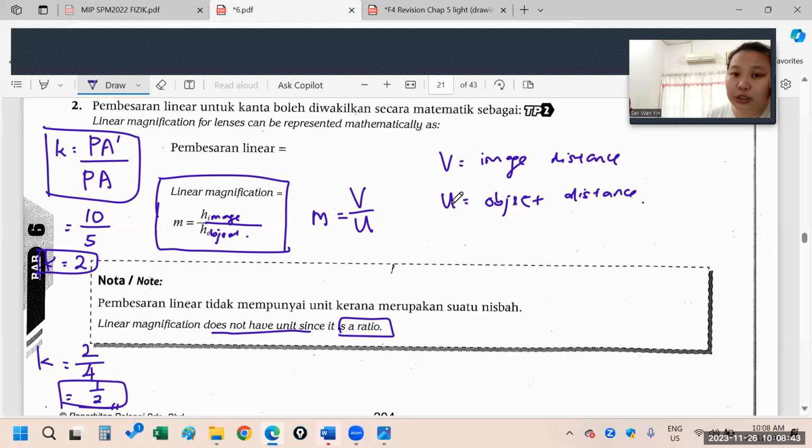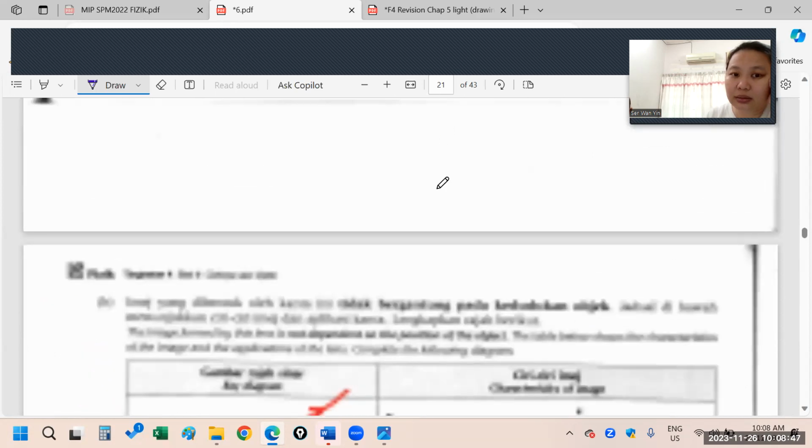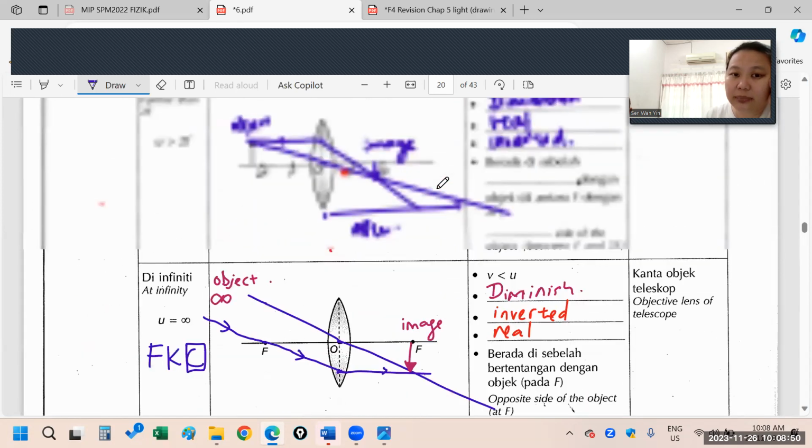Okay, so what is image distance and what is object distance? Let's look back. Now, for example, can you see that?